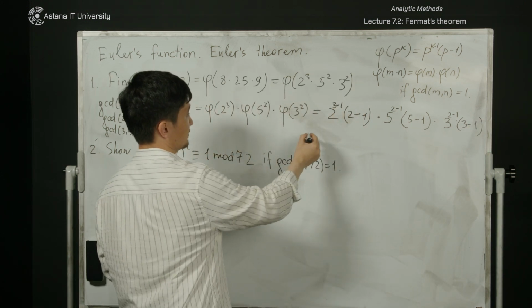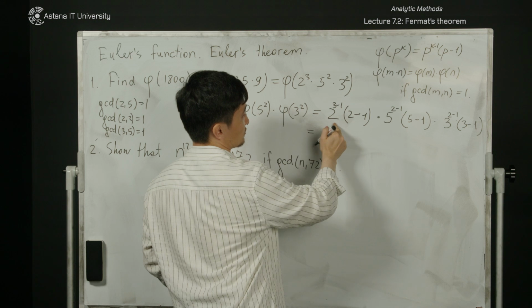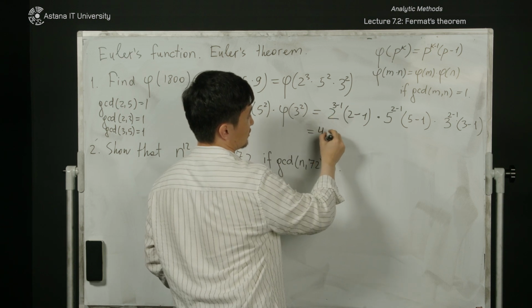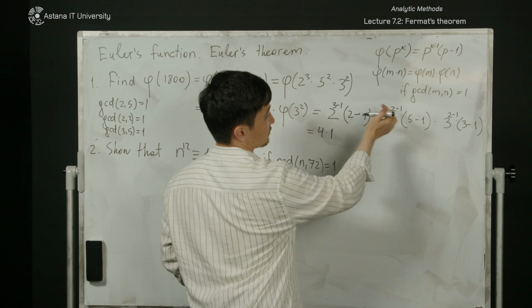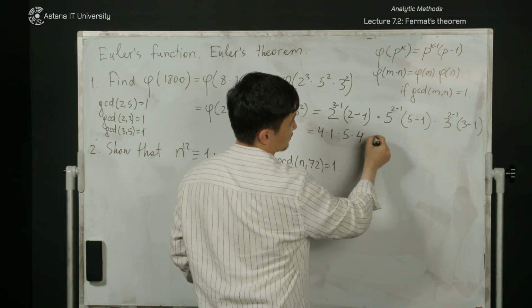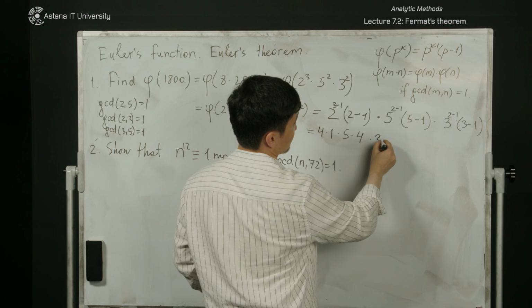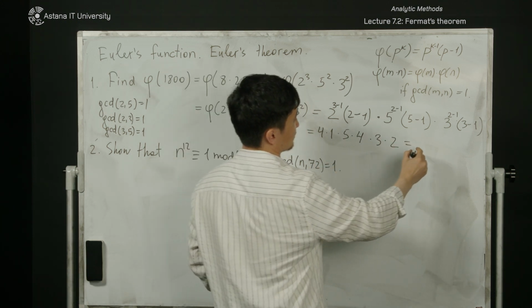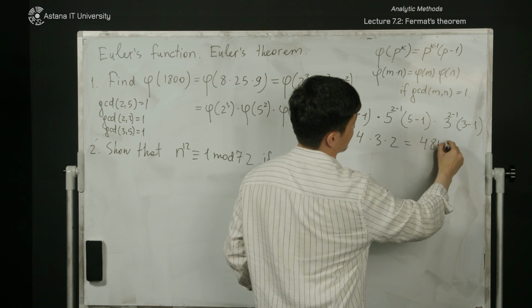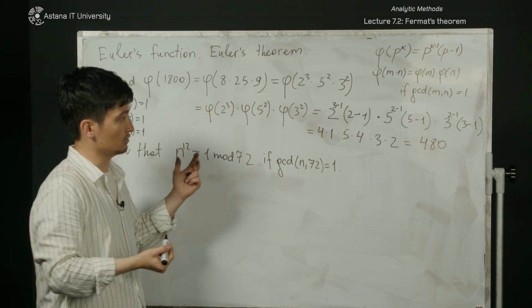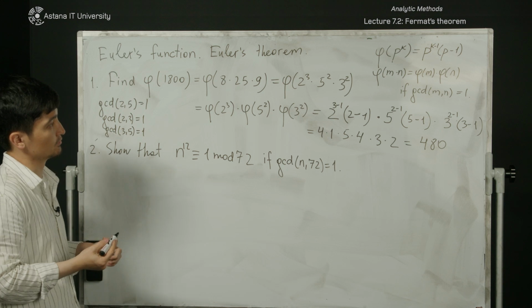Now if I calculate this, right, what I have over here is 2 to the power of 2, which is 4, multiplied by 1. Over here I have 5 multiplied by 4. Over here I have 3 multiplied by 2. So if I calculate this one, I'm going to get 480. And that's it. This is how you calculate the value of phi, of Euler's function.